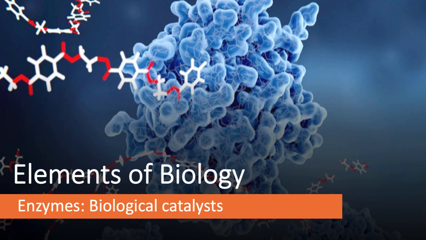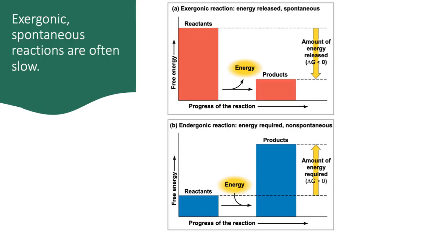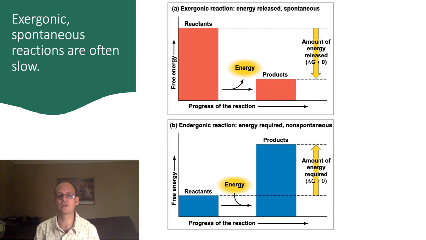In this presentation, we'll be looking at how biological catalysts, enzymes, speed up chemical reactions. In a previous presentation, we looked at how the energy content of the reactants and products determined whether the reaction would be spontaneous or not. If the reactants are of higher energy than the products, then energy is released during the course of the reaction, and the reaction is spontaneous.